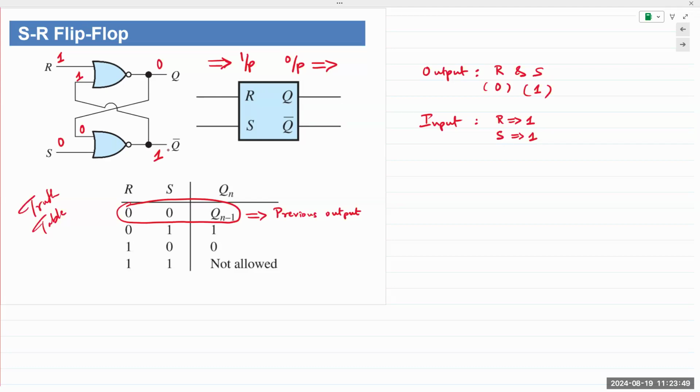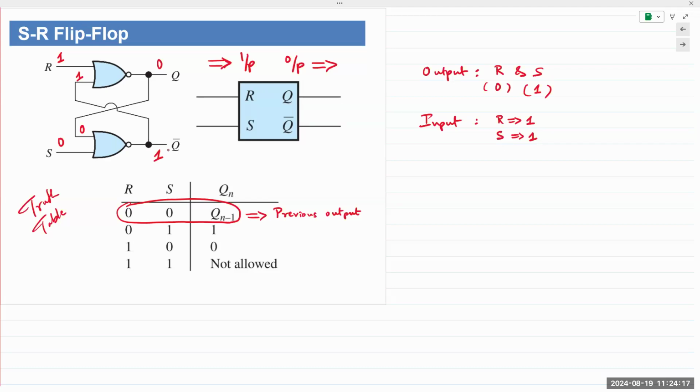Yeah, the output is determined by the input of R and S. I see where your question is going. The output is being fed back into the input. So what happens before it's fed back? Is that what you're saying? Exactly. This happens so fast. And also the last state is where the problem arises.